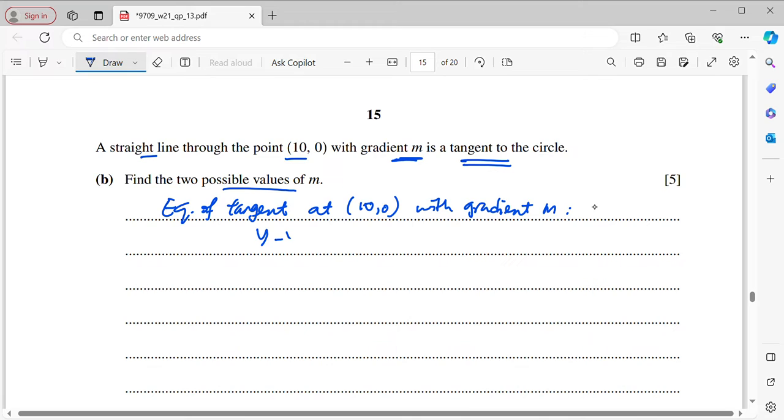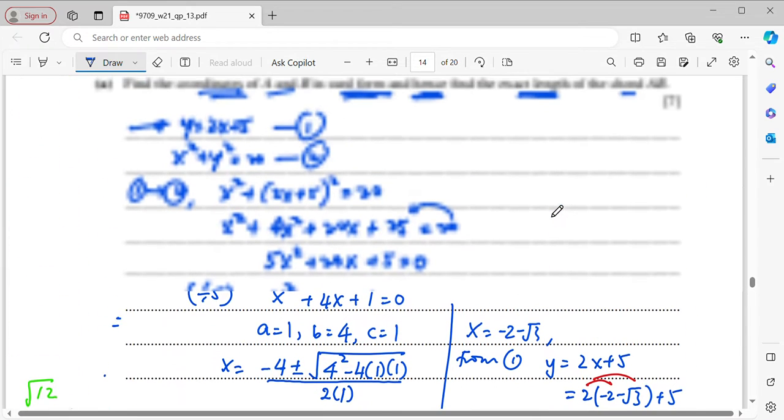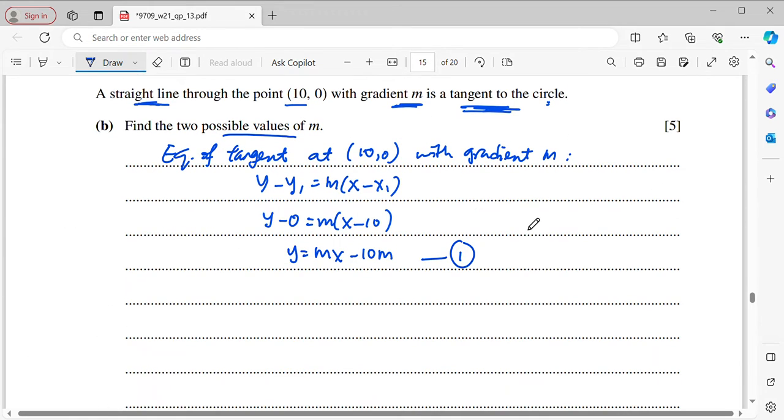So I will write y minus y1 equals to m bracket x minus x1. So at last here will be y minus 0 equals to m bracket x minus 10. So at last it will be y equals to mx minus 10m. This is my first equation. Okay, the straight line. And then it is tangent to the circle. So now I will copy back the circle equation, which is x squared plus y squared equals to 20. So I let this be second equation.